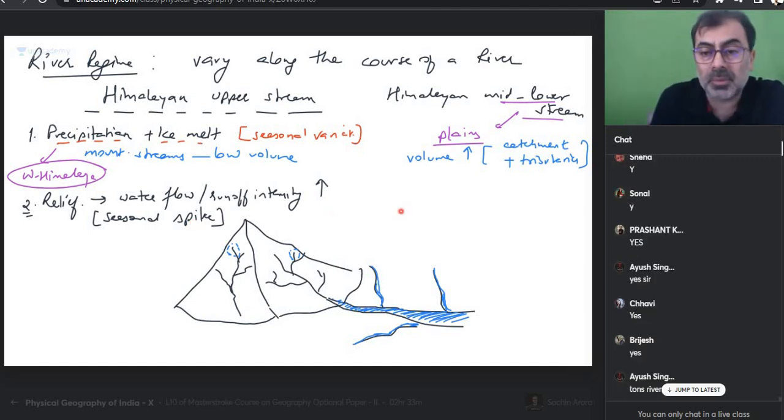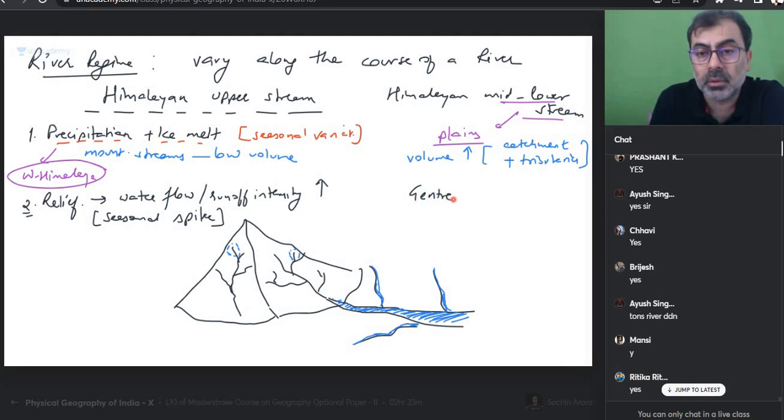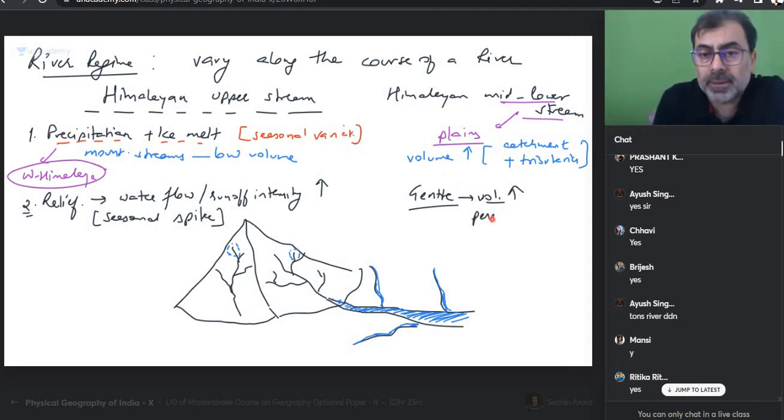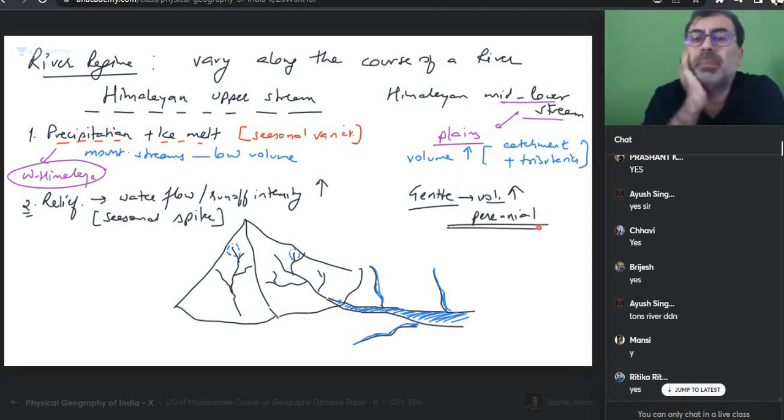But यहाँ पर क्या है? यहाँ पर relief is gentle relief. This is gentle relief. Volume is high because of that. Can we say that? I also believe, everyone, that these are perennial. ये perennial हो जाते हैं यहाँ पर.